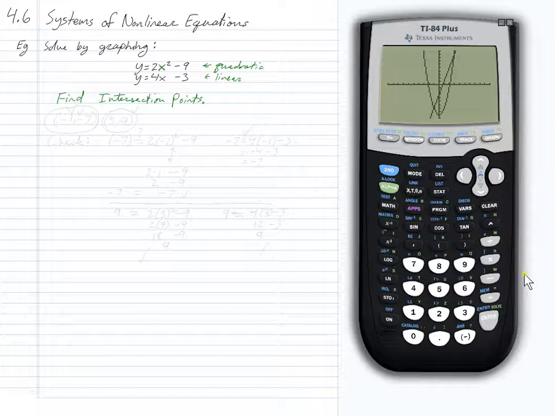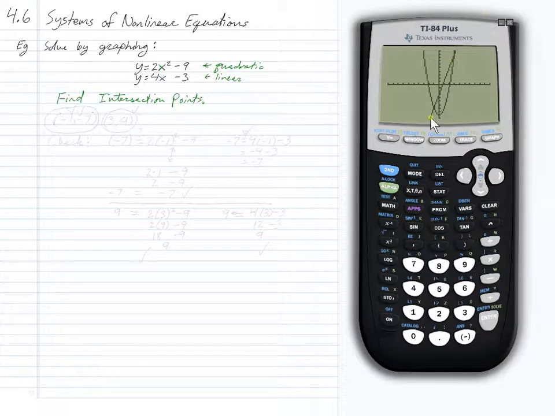And so just like back in chapter 2, we're going to find those intersection points by using the intersection feature of your graphing calculator. Now, if you're using a standard window, you can see that the intersection points don't really fall within the window that we can see. You can see the left intersection point fairly well, but the right one is a little bit muddled. So I'm going to adjust my window very slightly.